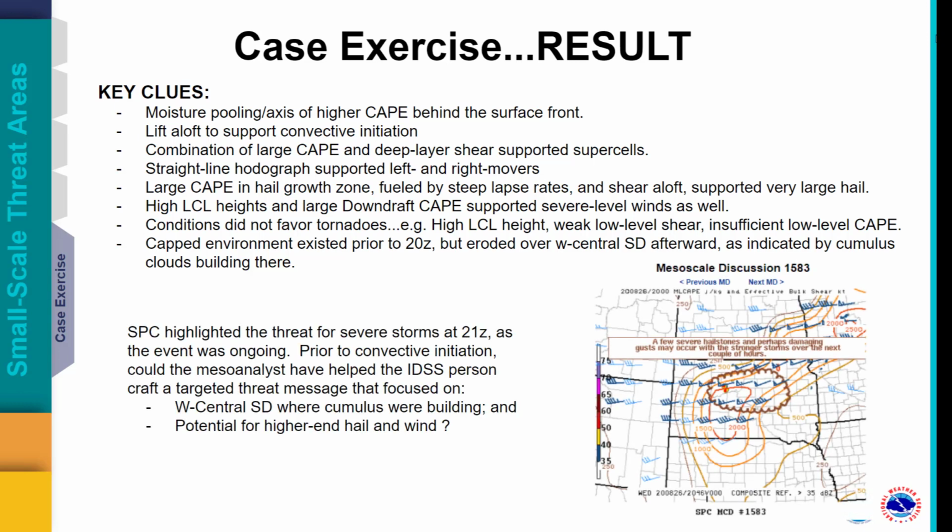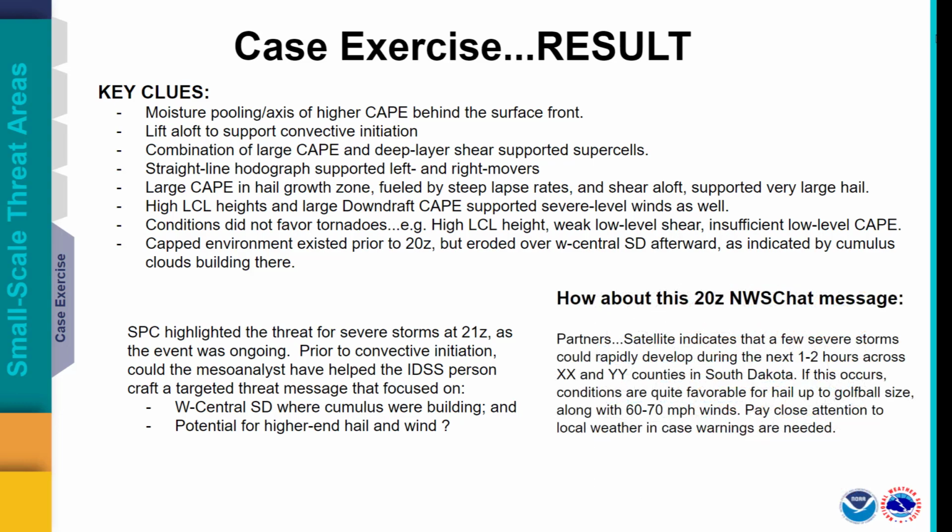SPC issued an MCD at 21Z as the event was ongoing. Prior to convective initiation, could the mesoanalyst have helped the IDSS person craft a targeted threat message that focused on west central South Dakota where cumulus were building, and also the potential that existed for higher end hail and wind? The IDSS person can then generate targeted threat messaging, either a graphic for social media or a message to partners on NWS chat like the example shown here, an hour or so before warnings are issued. So this is an example of targeted threat messaging ahead of an anticipated small-scale but potentially higher-end event.